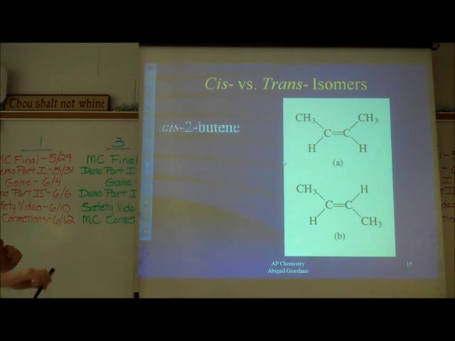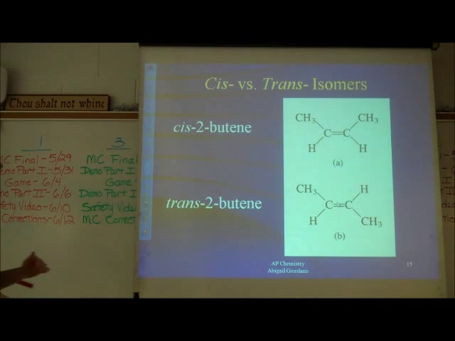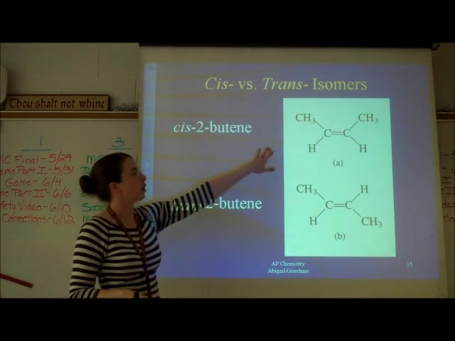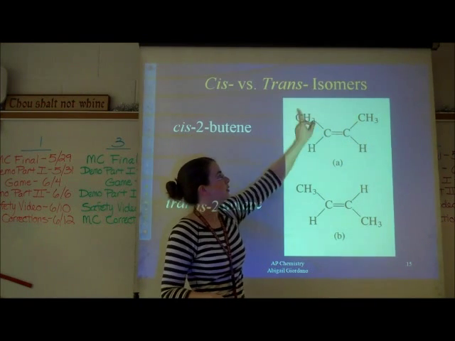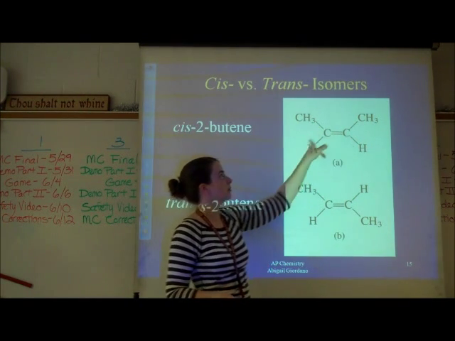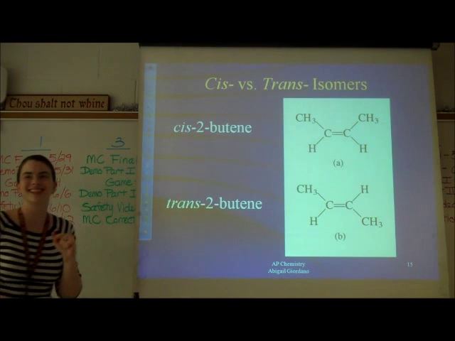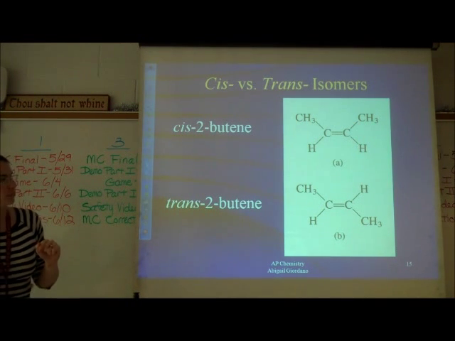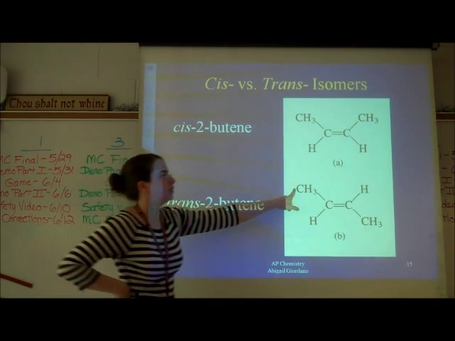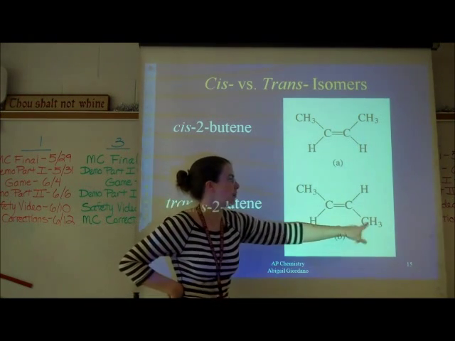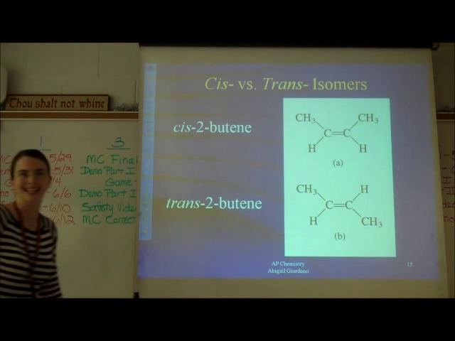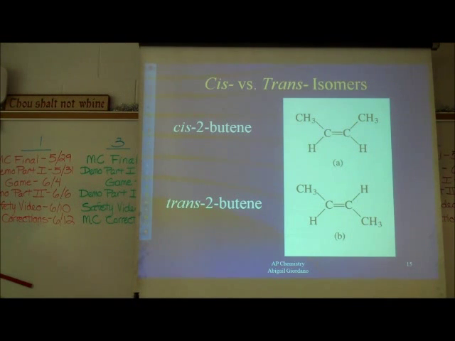That's the difference. And folks, if the ends of your carbon chain are both on the top or both on the bottom, that's called a cis isomer. If the ends of your carbon chain are on opposite sides, one on the top, one on the bottom, that's called a trans isomer.